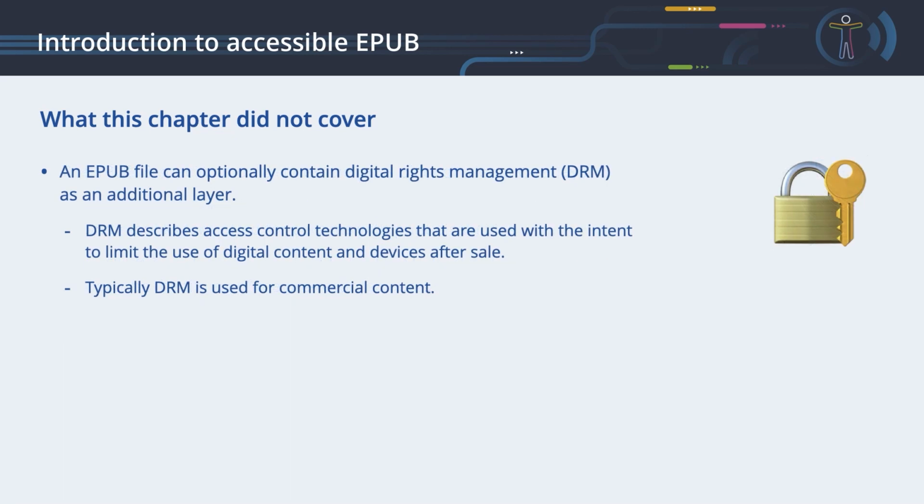An EPUB file can optionally contain digital rights management as an additional layer, but this is not required by the specification. Digital rights management describes access control technologies that are used by hardware manufacturers, publishers, copyright holders, and individuals with the intent to limit the use of digital content and devices after sale. Typically, digital rights management is used for commercial content. As the application of digital rights management enforces a strong connection between authoring, distribution, and the reading platform, we will not discuss its consequences on accessibility here.